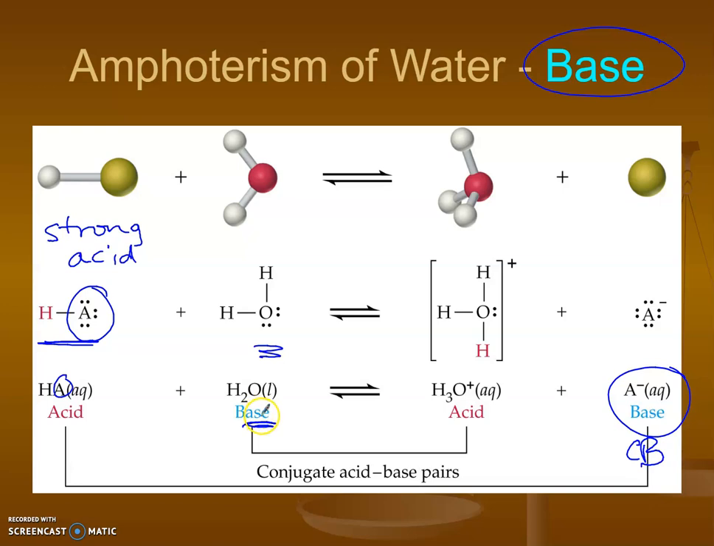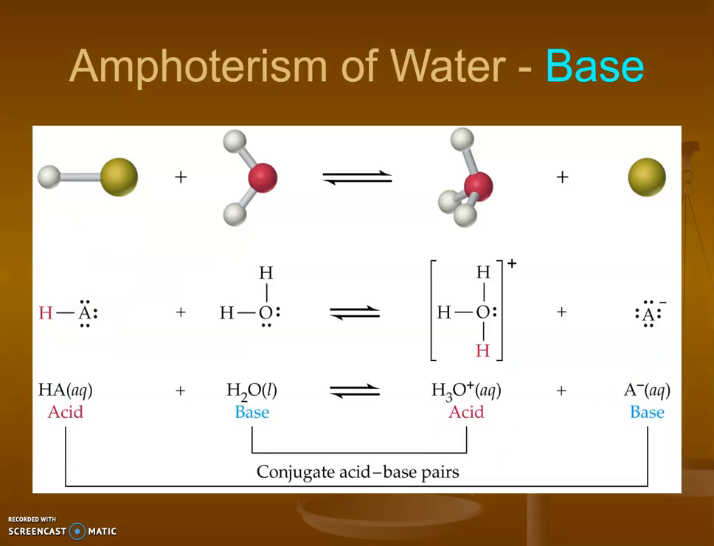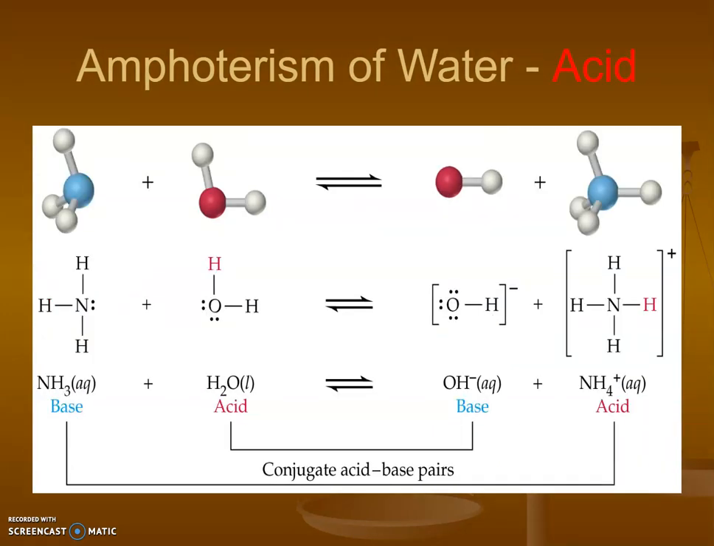And water acting as a base on the reactant side is going to accept that hydrogen. And on the other side, look, there it is. This is the conjugate acid. Okay, and you end up seeing it can go back and forth. All right, the same thing is true, but in the opposite way when we end up seeing water act as an acid. Okay, water is in the presence of a stronger base.